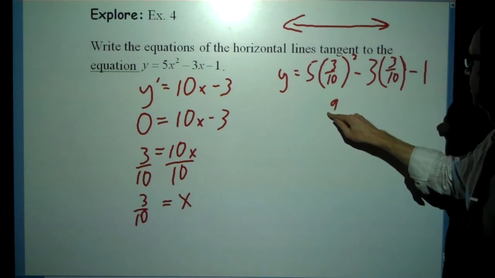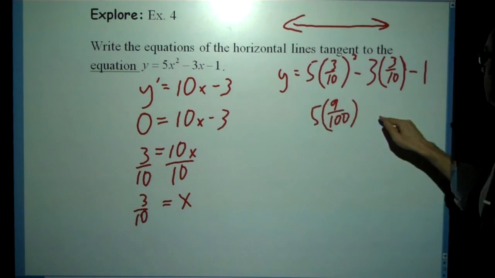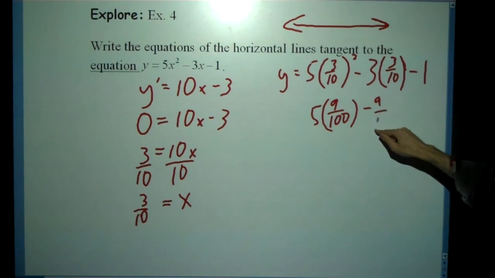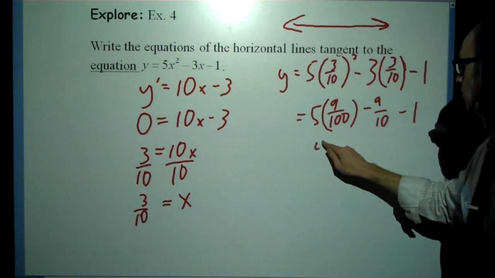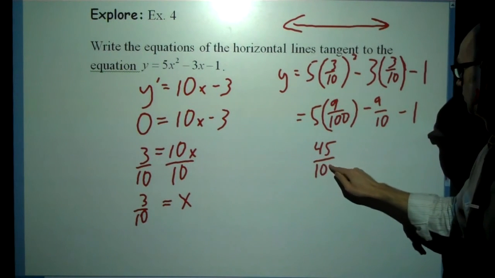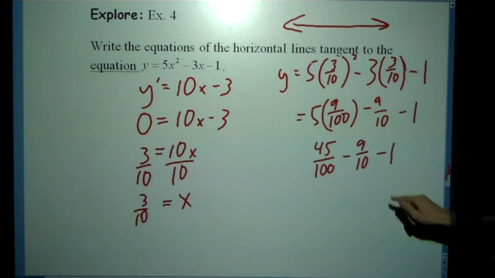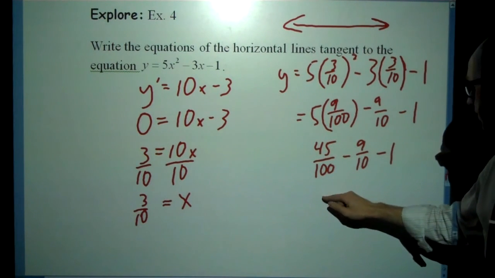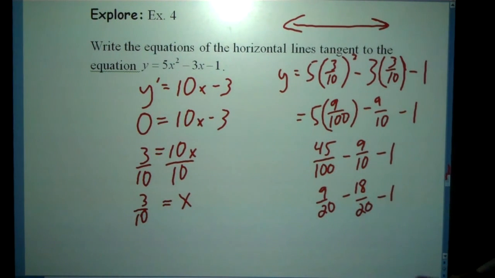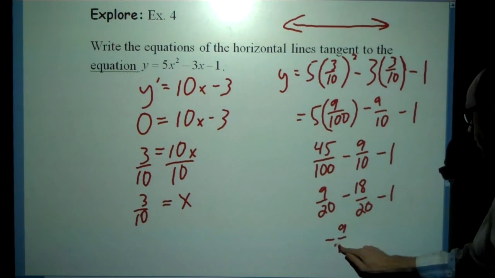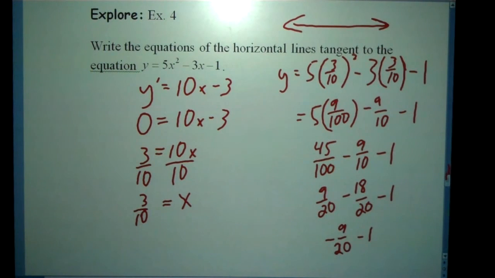So 3/10 squared, we get 9 over 100. And then we'll have 9 over 10 minus 1. And some of you are hopefully reaching for your calculator, and maybe you'll beat me. Oh, 5 goes into both of these. Let's say 9 over 20 minus 18 over 20 minus 1. And so we have negative 9 over 20 minus 1. So what is that? Negative 29/20. So we have our x value, we have our y value, we know our slope is 0.